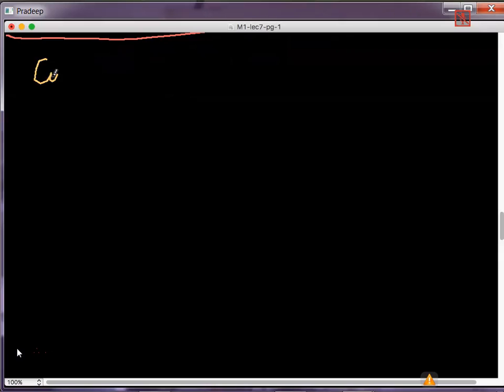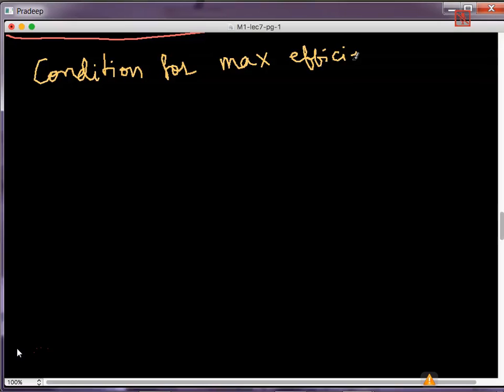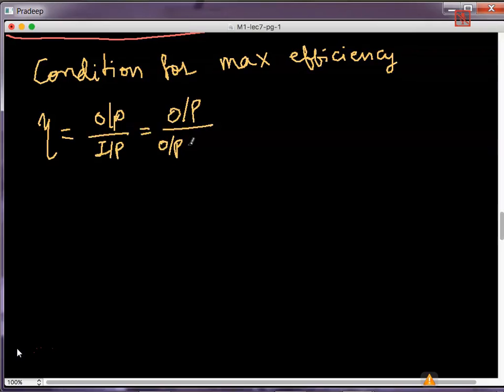So let's do one quick derivation, that is the condition for maximum efficiency. So we know, just consider the shunt machine. Efficiency is nothing but output by input. So we have already seen this before. So this is nothing but output by output plus losses. This is nothing but V into I divided by V into I plus losses.